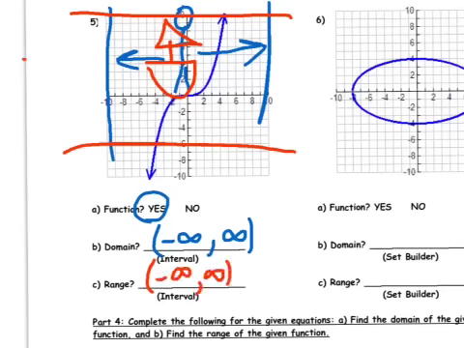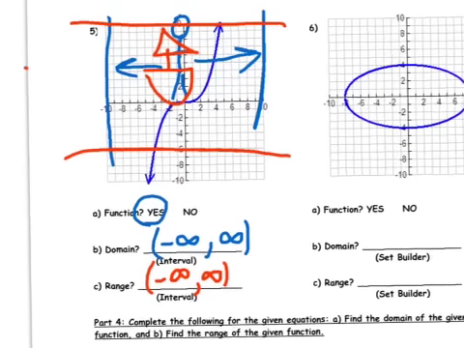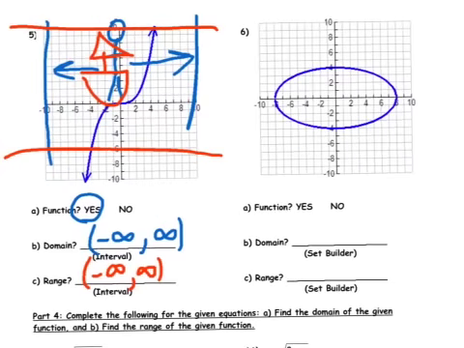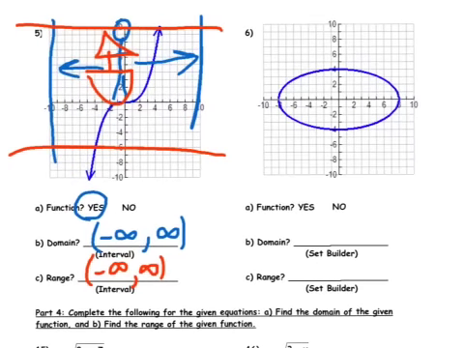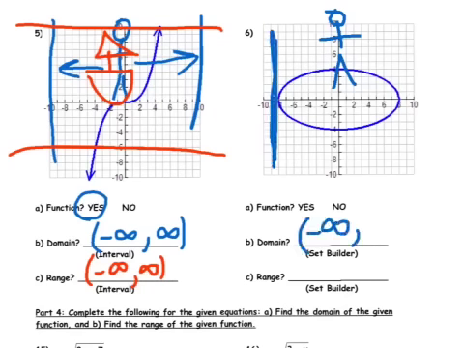So the range for this graph is also negative infinity to infinity. In contrast, number 6, there's going to be no infinities with this one at all, because it looks like we have an ellipse sort of shape. So that means that there is a furthest left we can walk. We could walk as far left as negative 8, and we can walk as far right as positive 8.